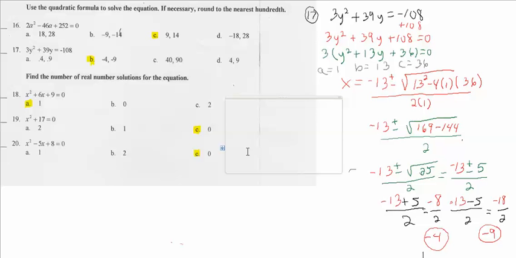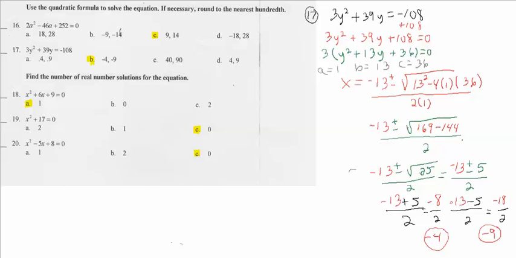Okay, so number 17. First of all, I need to put it in standard form, so that's what I did here. I added 108 to both sides. Then I saw that 3 was in common, so then I pulled the 3 out, and I got y squared plus 13y plus 36. So my a was 1, my b was 13, my c was 36. Then I plugged it into the formula. So the opposite of b is negative 13 plus or minus the square root of 13 squared minus 4 times 1 times 36 all over 2a, which is 2 times 1.